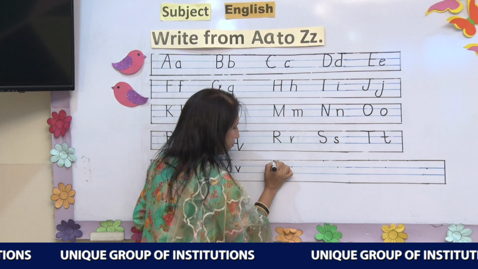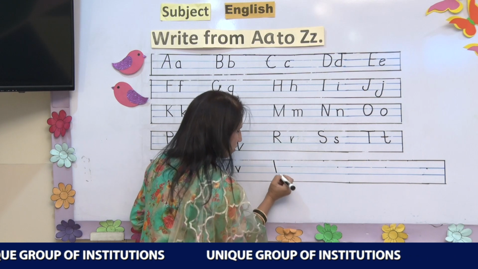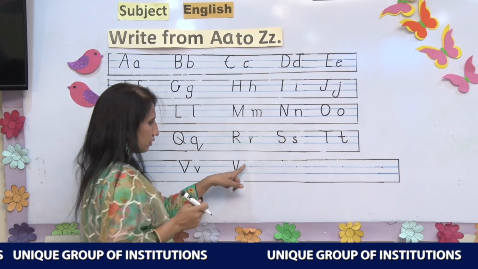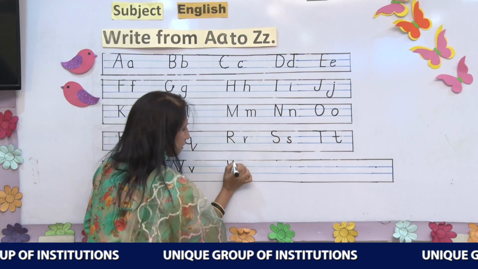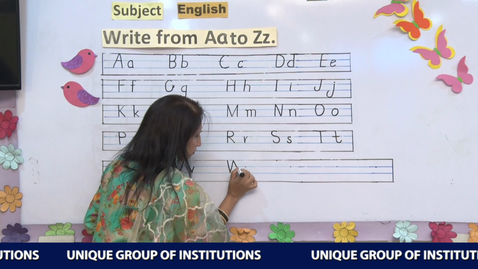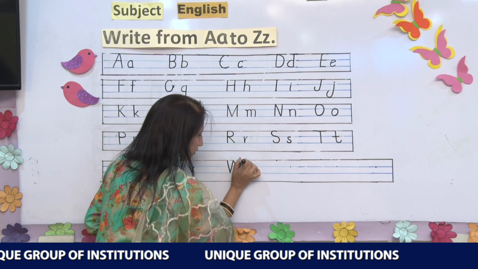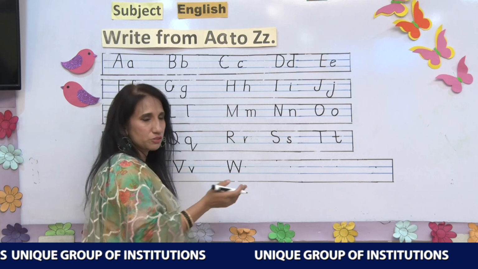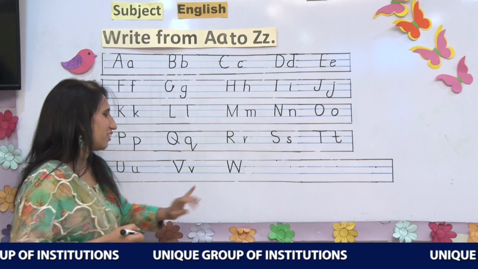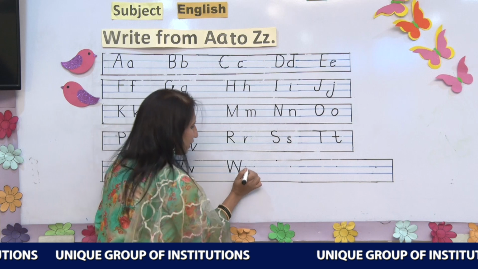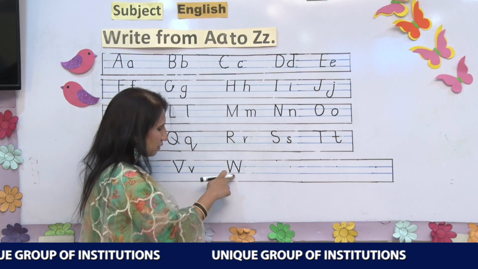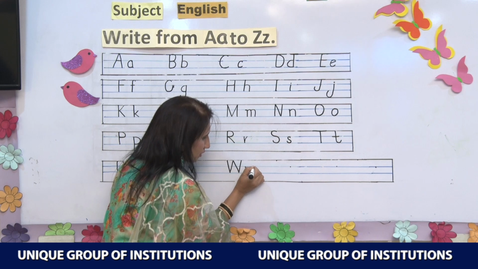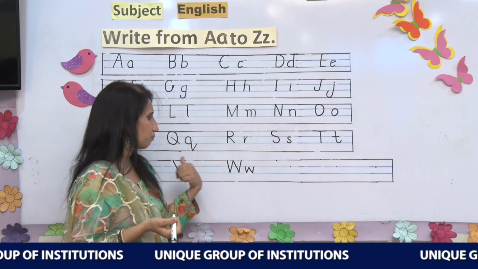After V, our next letter is W. First a slant line, then this slant line will touch the first line, the first V. Then we will make another V, and in this way we will make our W. And for small w, we will utilize these two lines. We will make the w like this, but in the center of these two lines. Same as the capital one.